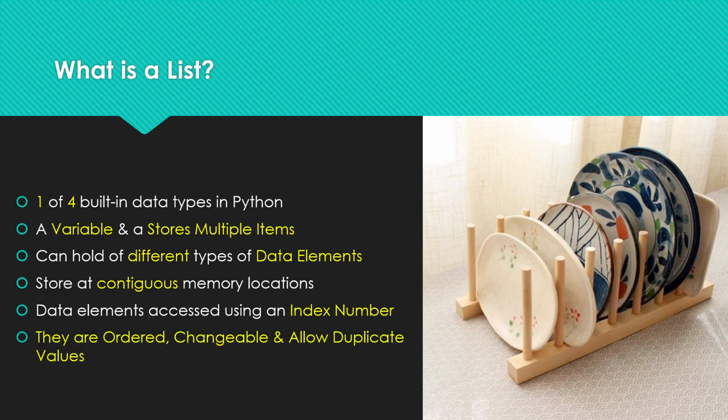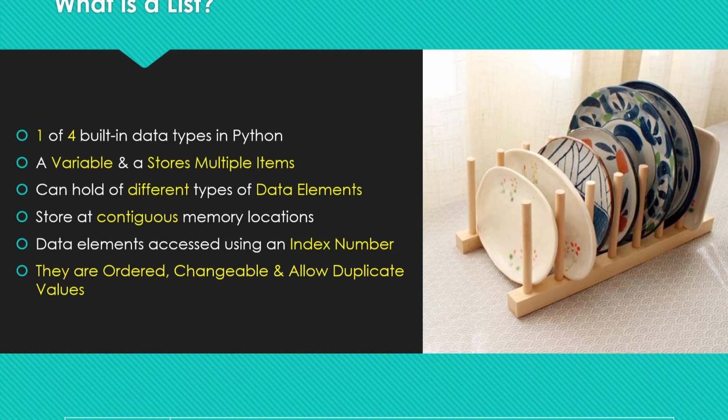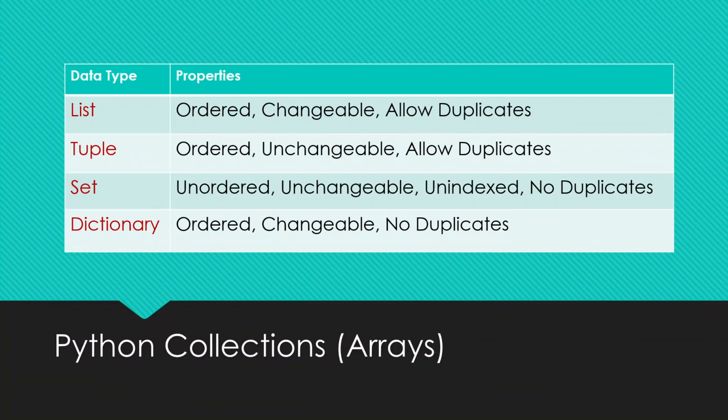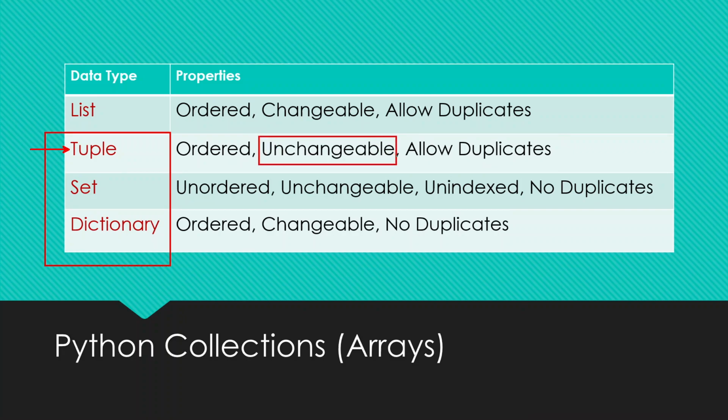Now, these elements are actually ordered. They are also changeable, meaning after you declare the list, you can change the values in it, and they allow duplicate values. So a list can have values that are similar. Now, the other built-in data structures in Python include the tuple. One unique thing about the tuple that is different from the list is that once you declare it, it remains unchangeable. But it also allows duplicates and it's ordered.